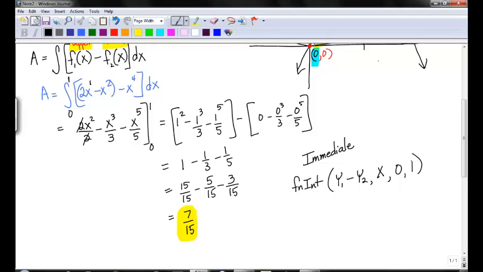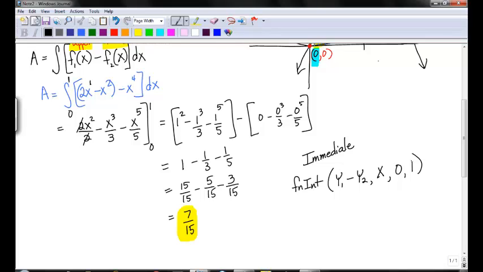In the home screen, do FNINT, that's math. What was it, math 9? Yep, math 9, and then the vars key, right arrow over to y variables, function, pick up y sub 1, minus, and then the vars, right arrow over to y variables, function, go down and pick up y sub 2, and then comma, remember that's above the number 7, and then x, comma, 0, comma, 1.